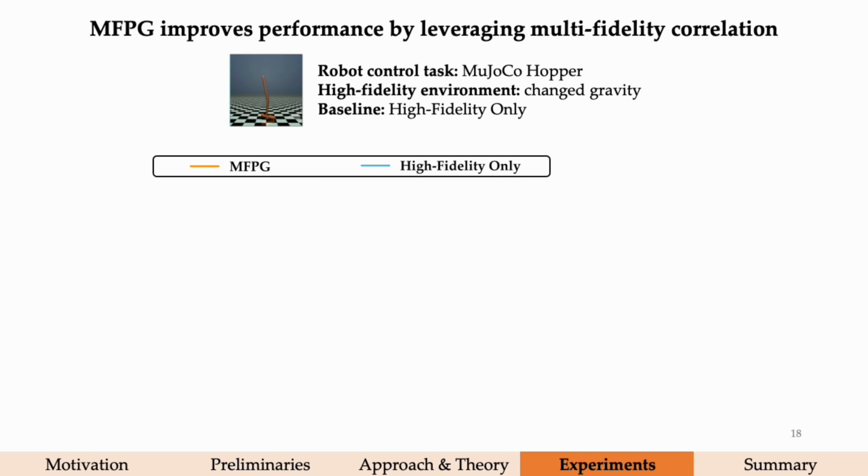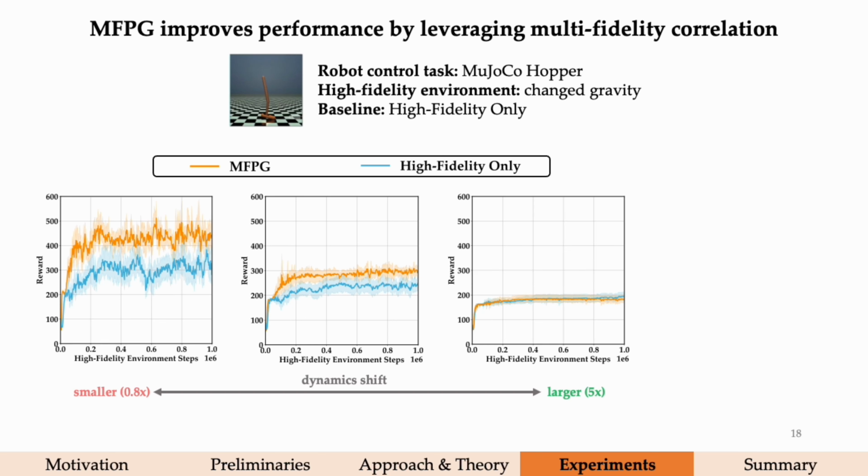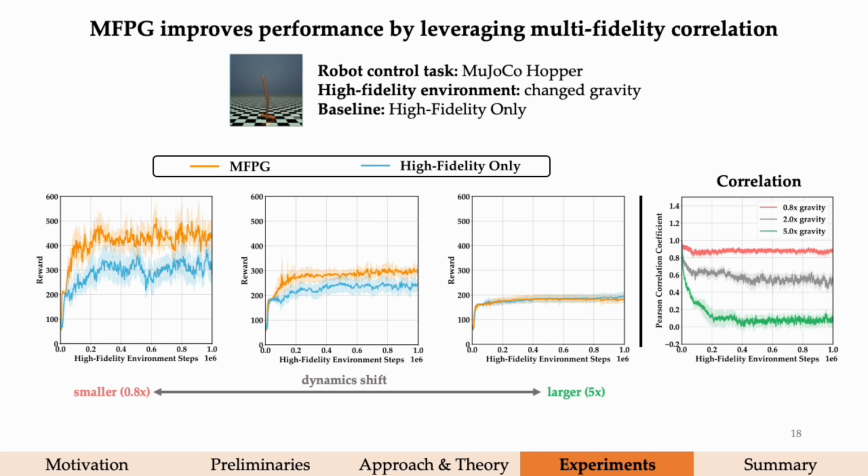We compare MFPG against high-fidelity only, using the same amount of high-fidelity data. In mild to moderate dynamics shifts, MFPG consistently and significantly outperforms high-fidelity only. As the mismatch becomes extreme, the cross-fidelity correlation drops sharply, so MFPG's gains diminish and its performance stays close to the high-fidelity only baseline. The rightmost panel reports the estimated correlation coefficient between paired multi-fidelity samples. Consistent with our theory, MFPG improves when correlation is present because it uses that correlation for variance reduction.